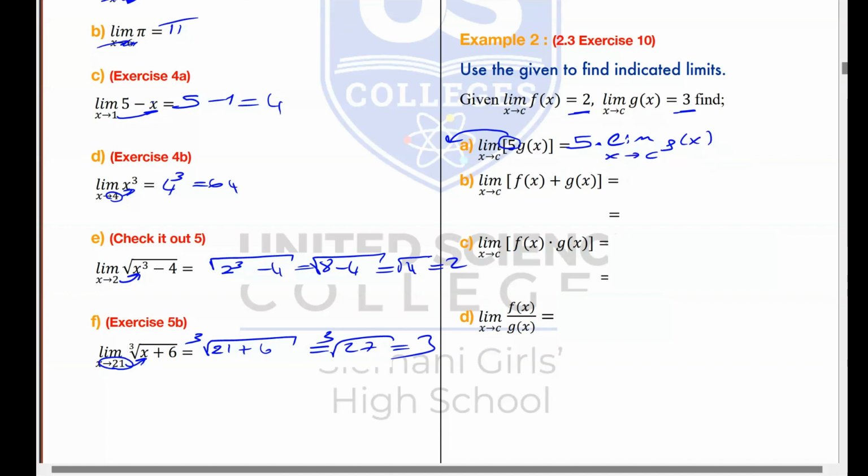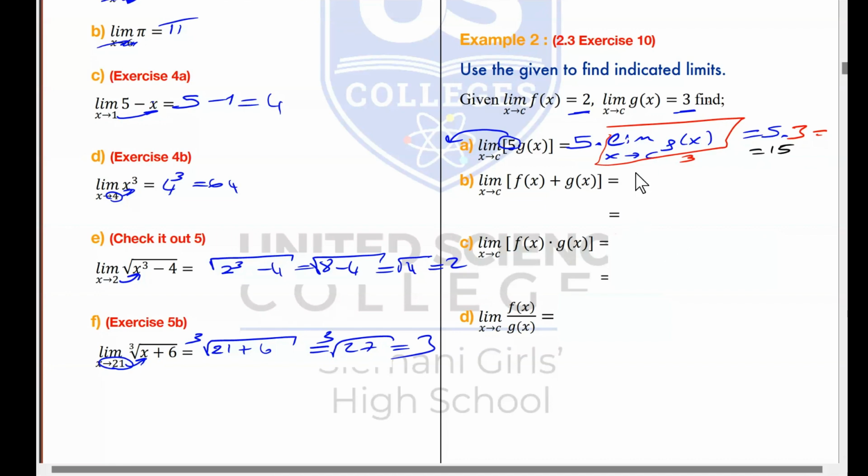Now I know the value of this limit. What was the value of the limit as x approaches c of g of x? This was given as 3. So I write 3 instead. So it's going to be 5 multiplied by 3, which is equal to 15, right? So this is the answer.